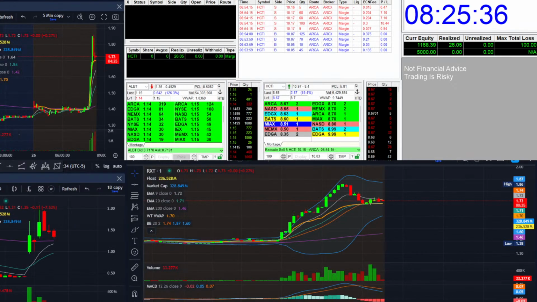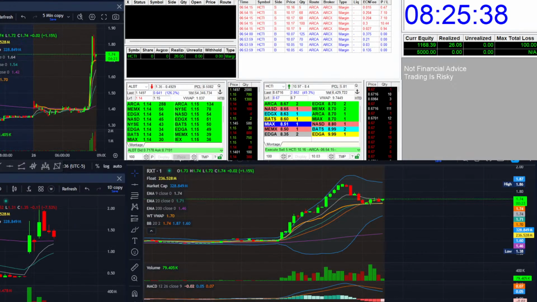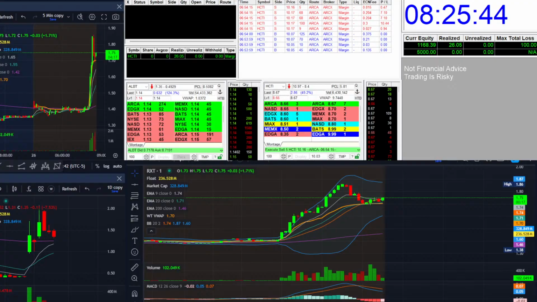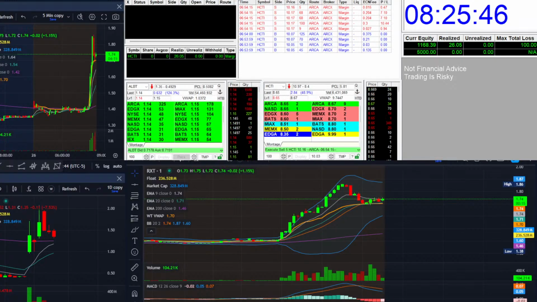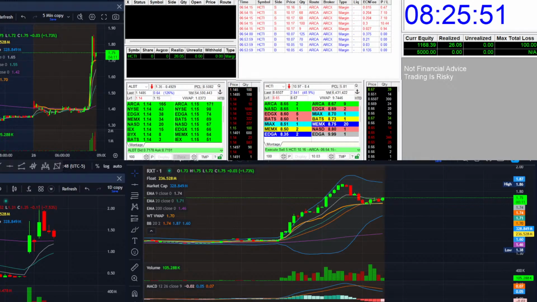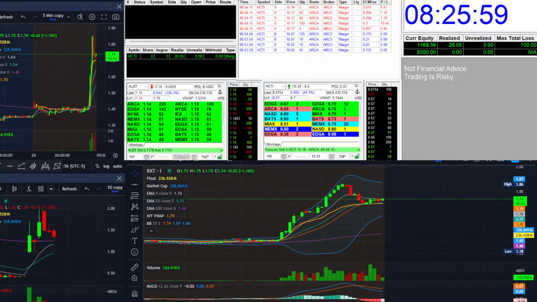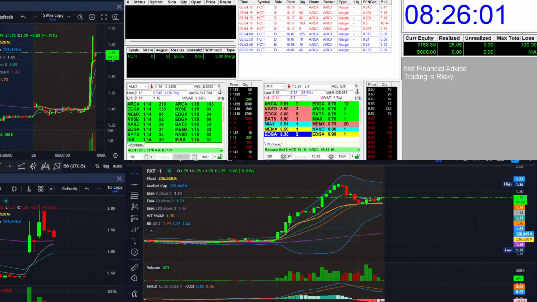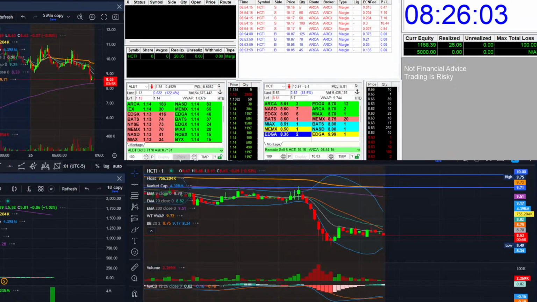RXT. It looks good, but it's a large cap with all the float it has. No, I wouldn't even classify it as... Oh, yeah, it kind of is. It's too high.